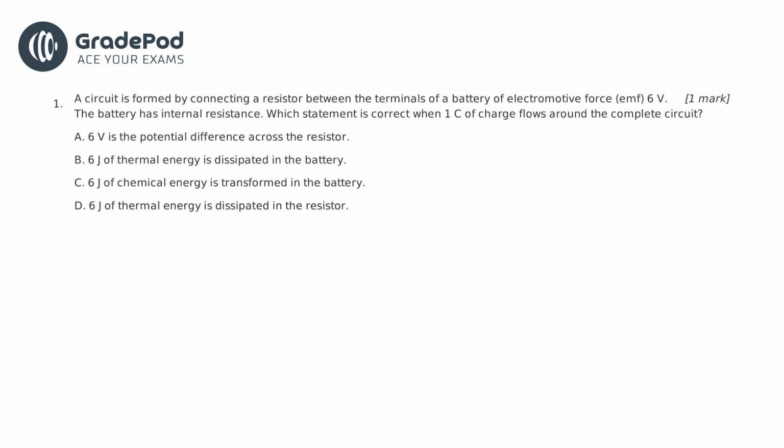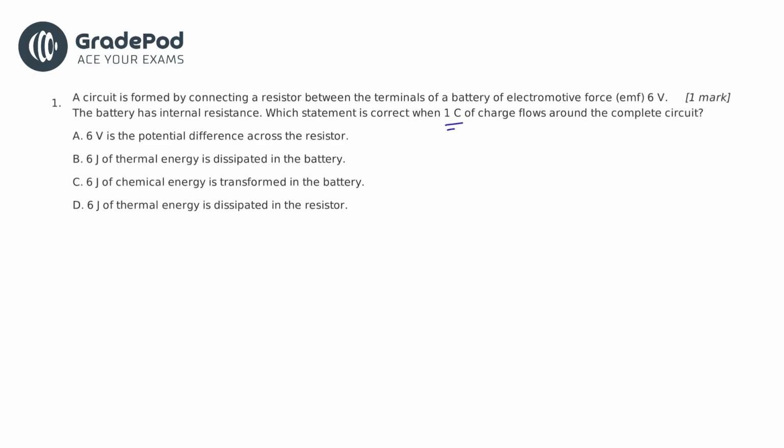Question 1. A circuit is formed by connecting a resistor between the terminals of a battery of electromotive force 6 volts. The battery has internal resistance. Which statement is correct when 1 coulomb of charge flows around a complete circuit? Right, let's just draw that circuit.